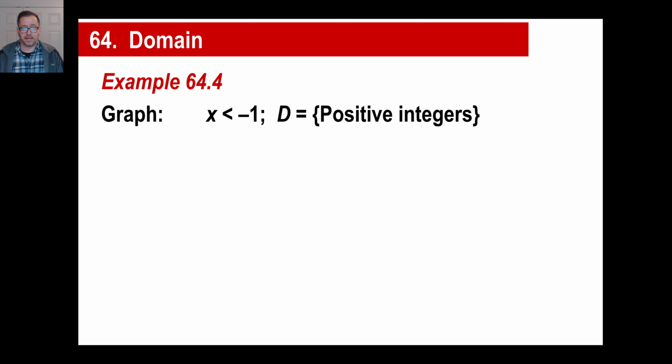x is less than -1. x is less than -1, okay? And what are you allowed to use? You are allowed to use all positive integers. All right, so let's draw our number line here. x is less than -1. Let's just go -1. So it's going to be everything here. And on this side, we're allowed to use only positive integers.